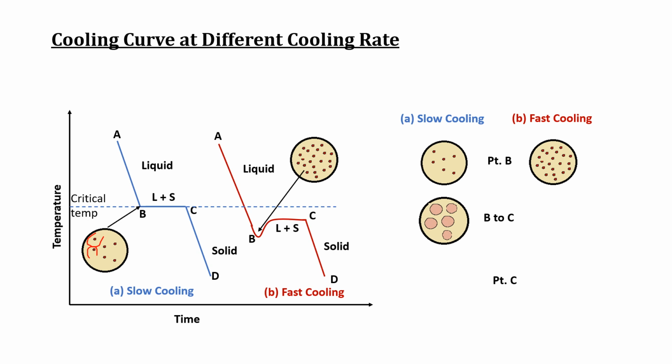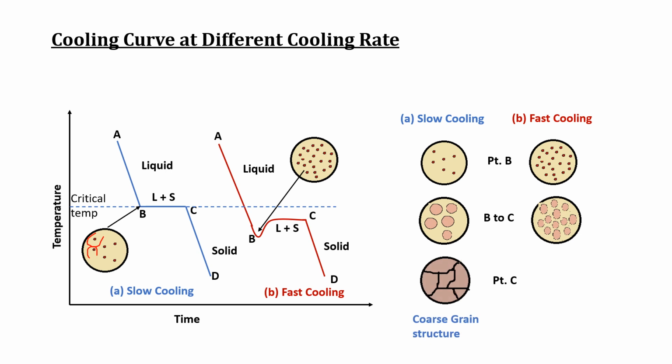When the material goes from point B to point C, the nuclei start growing. In slow cooling, as the number of nuclei is small, the number of grains developed is less compared to fast cooling. Because the number of grains or crystal structures is less in slow cooling, the size of a grain or microstructure is bigger than the size developed in fast cooling.